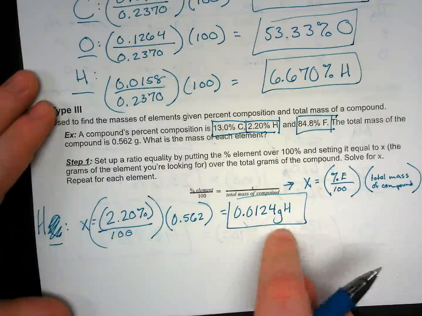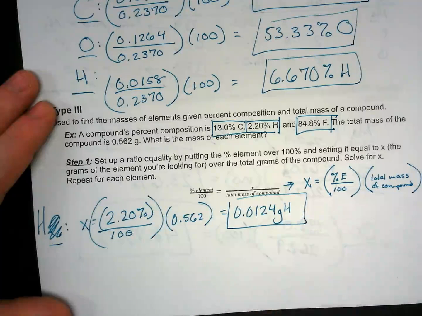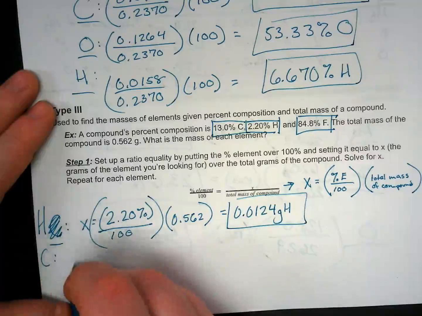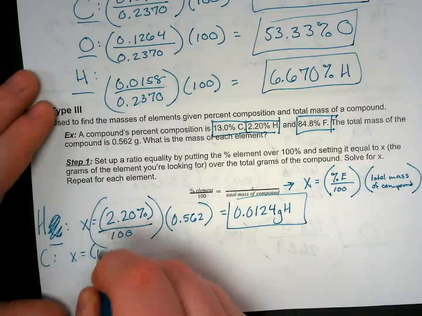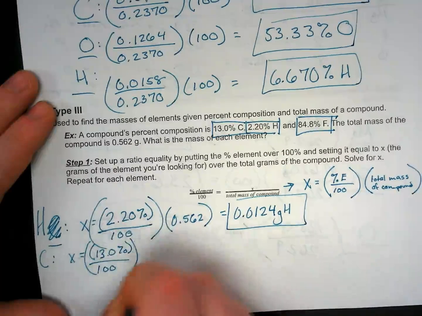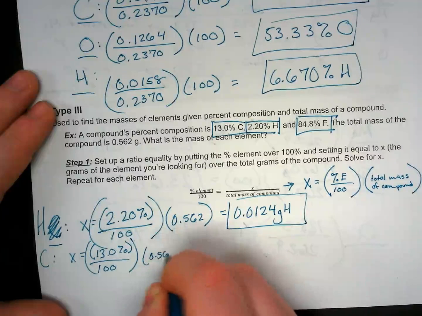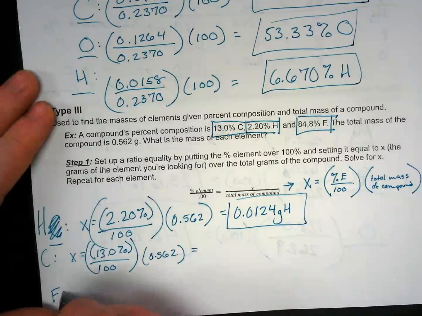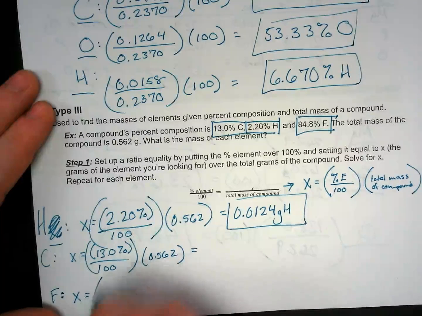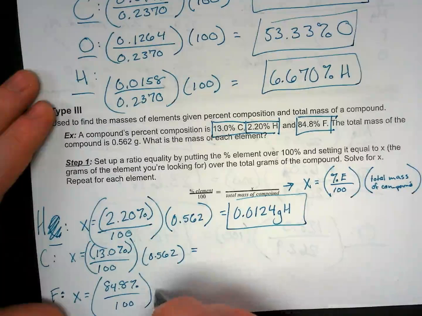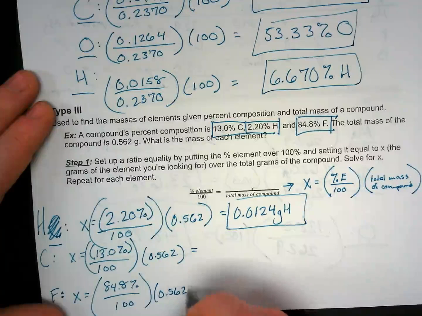Same thing: I want value, units, and then the chemical that we're talking about, the element, carbon. X is going to be equal to 13.0% divided by 100 times 0.562, and then fluorine, X is going to be equal to 84.8% divided by 100, and then multiplied by 0.562.